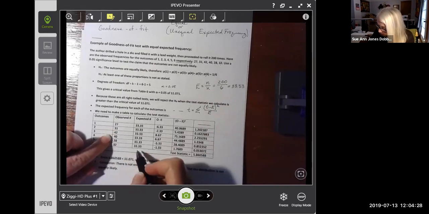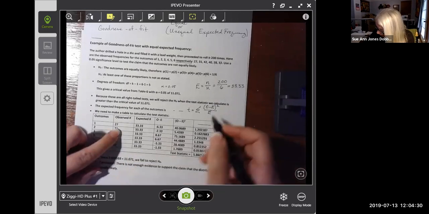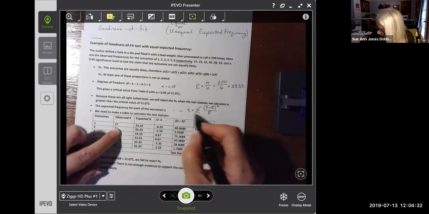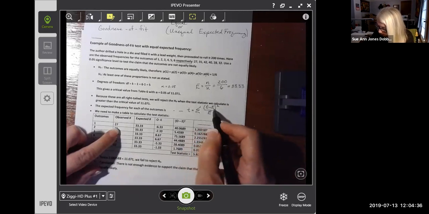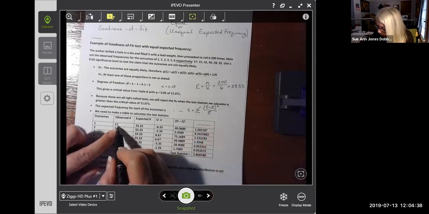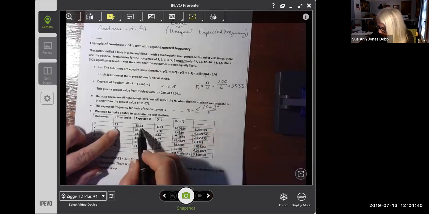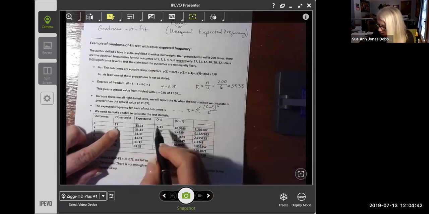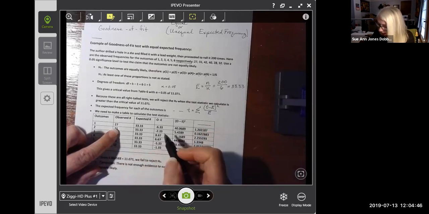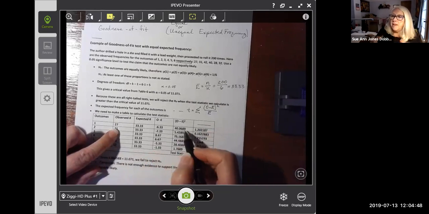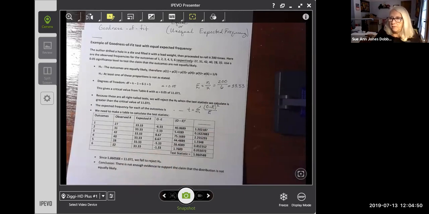Okay, so then what I've done is I'm trying to get to this thing, so I see I need observed number minus expected number. So I'm taking this 27 and subtracting 33.33, and that gives me negative 6.33. And then I square that. Now, when you square a negative number, you get a positive number because negative times negative is positive.